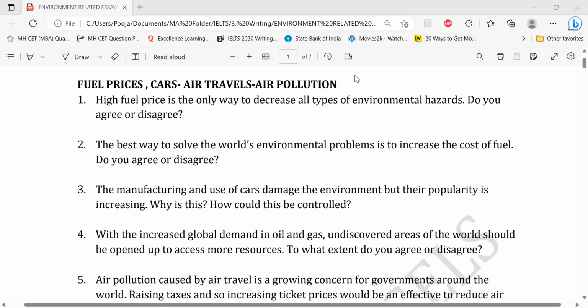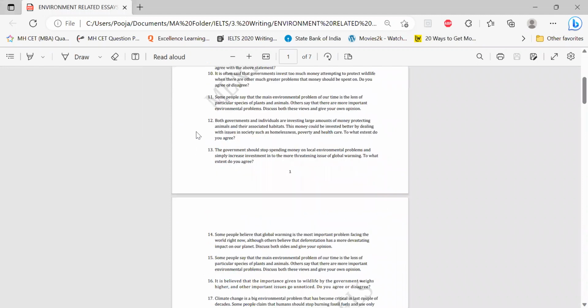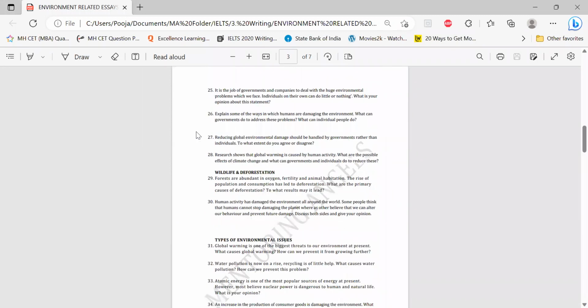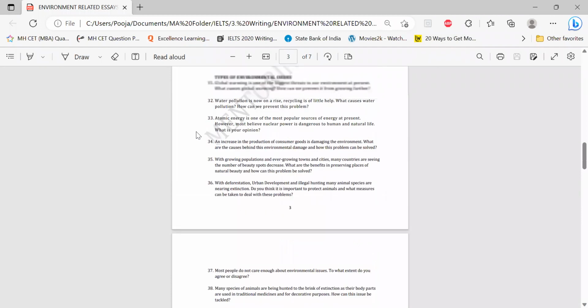So every day I'll be sharing one theme. Today's theme is environment. Based on that theme, there'll be n number of questions. So today you will see there are 7 pages. There'll be around 38 questions in this. It might look like a long list of 38, but they are overlapping questions.